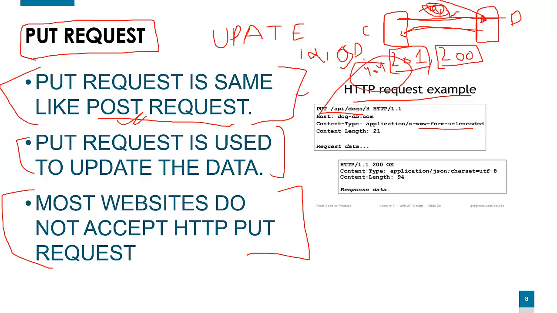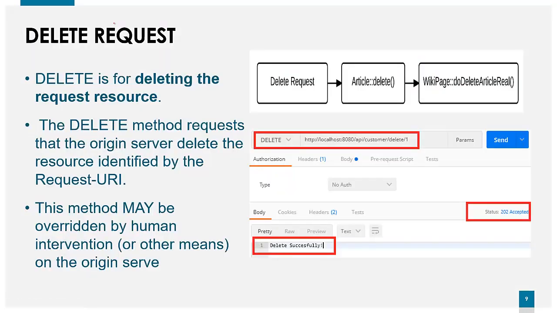So this is a PUT request, which is the same as our POST request here. Next, now there is our DELETE request. How can we send our DELETE request? A DELETE request is used to delete any resource here.